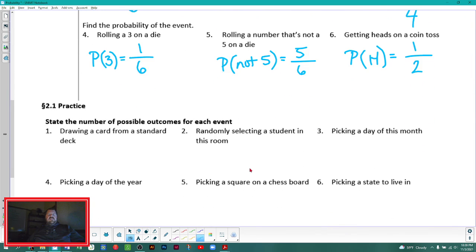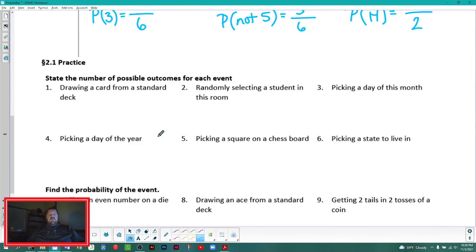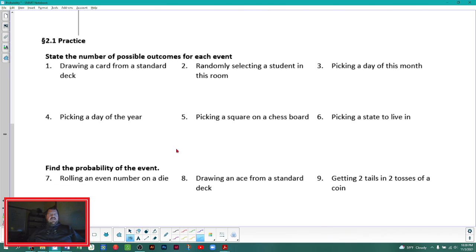Try to continue that same idea on these ones down here. There's somewhere I'm asking you for the number of possible outcomes, and you don't have to write them all out. You just have to tell me how many there are. Some of it's going to take a little bit of work. Randomly selecting a student in a room, that might be tough if you're in a different room, so do your best. There might only be one student in your room, and it might just be you.